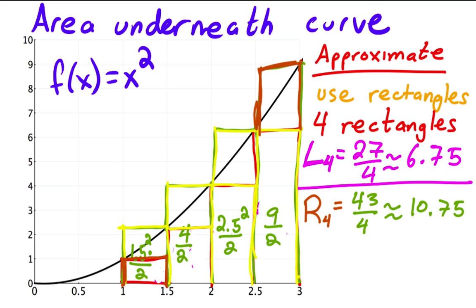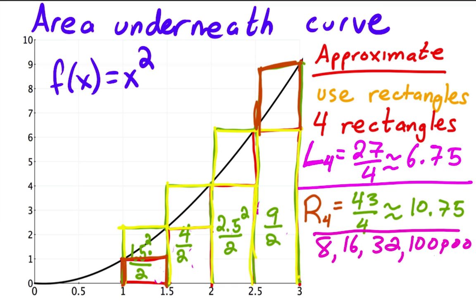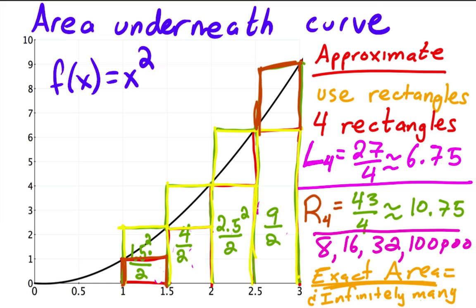Okay, now you might be thinking, well, what if you want to do better than this? Instead of 4, you can do 8 rectangles. How about 16? How about 32? How about 1 million? Take a guess what you need to do to find the exact area. How many rectangles do you need? That is correct. Infinitely many rectangles.